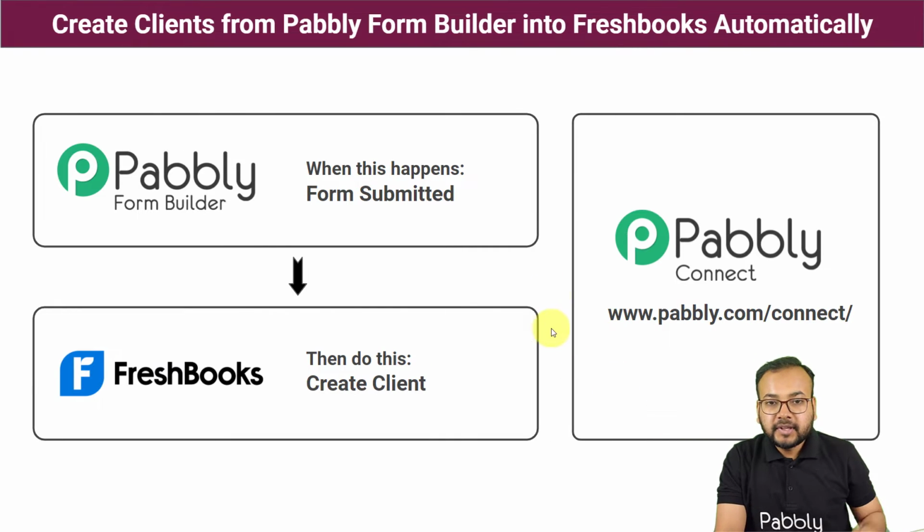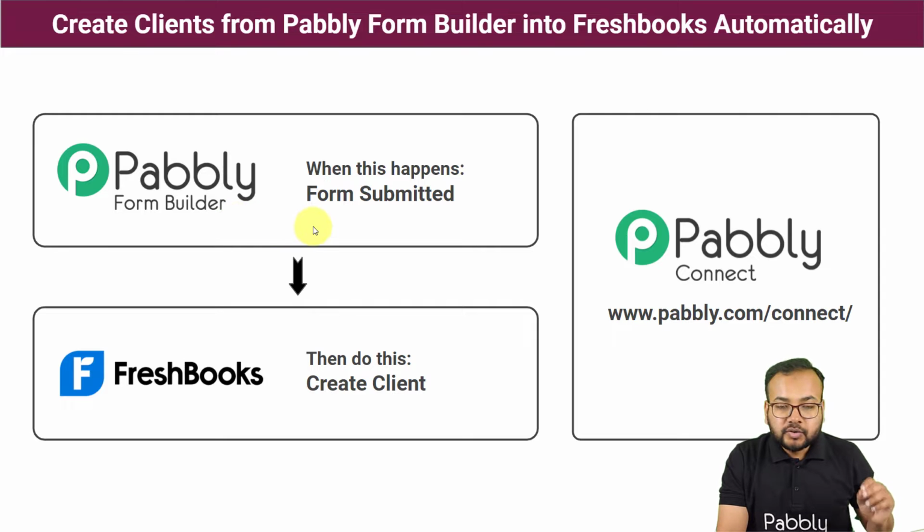So this will be the flow of this automation. Here we have taken the example of Pabbly Form Builder to build a form. You can use any other form building application as well, just like Google Forms or Jotform or Typeform or Paperform or any form builder. Okay, and you just have to share this form with your clients, and as and when the client is going to fill the details and submit this form, the same client is going to be added here in FreshBooks application automatically. So you need not do anything manually here.